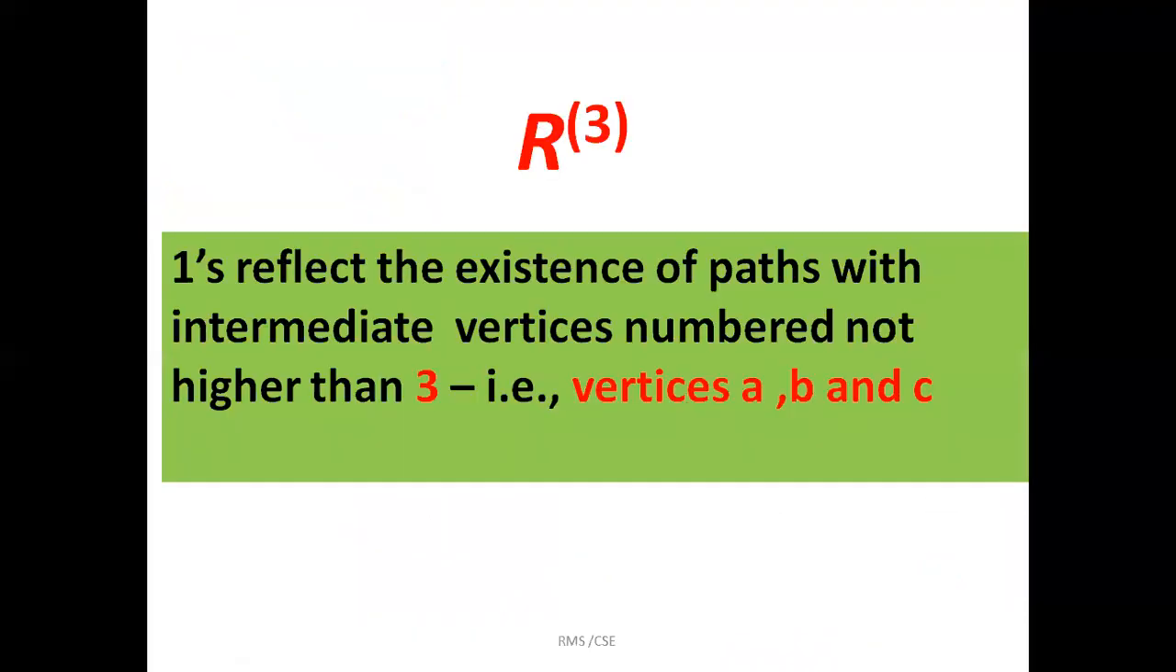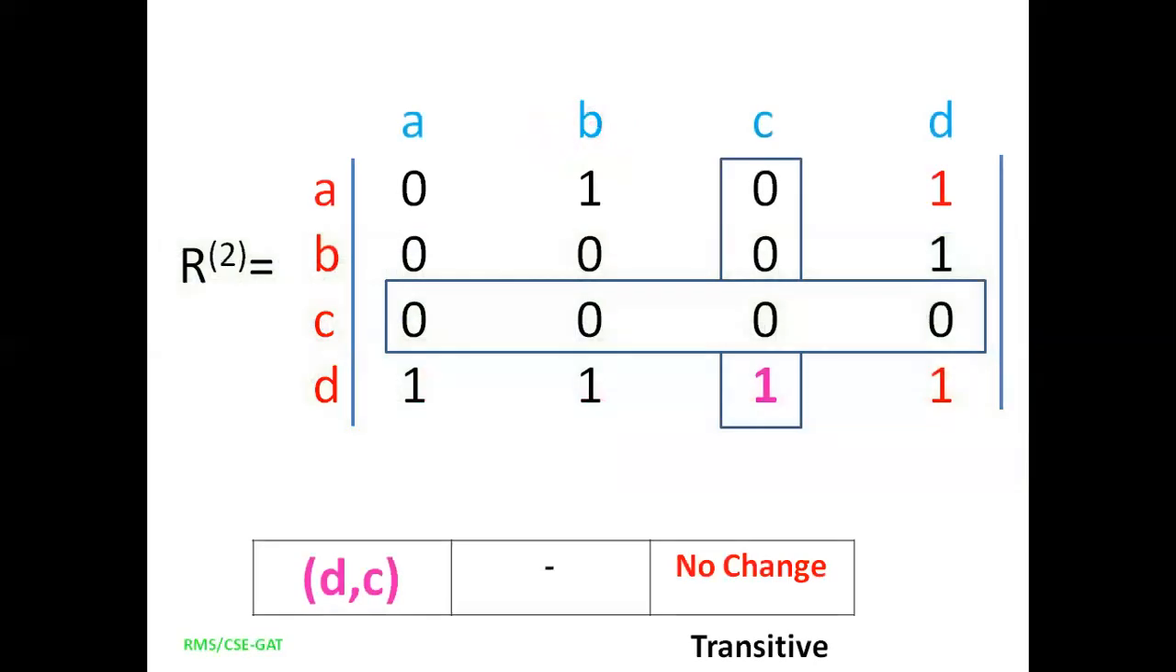Our next step is to find R power 3. In R power 3, ones reflect the existence of a path with a maximum of 3 intermediate vertices. So the number of intermediate vertices should not be higher than 3. Means I can have no intermediate vertex, or only A as intermediate vertex, or only B, or A and B, or A, B and C. We can have a maximum of 3 intermediate vertices. Again, as we have seen, to find R power 3, I should take the help of R power 2. So here R power 2 is this.